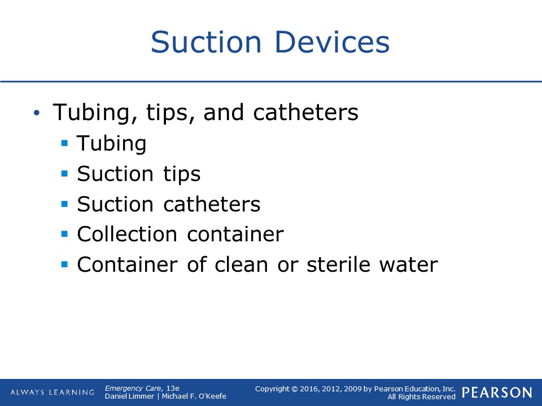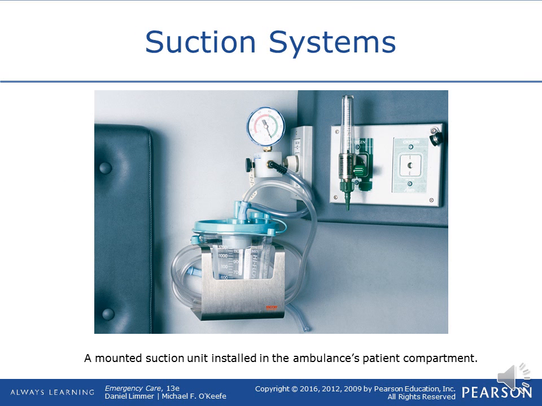They're comprised of multiple parts. You've got the tubing, the suction tips, the suction catheters, and the collection container, which all the bad nasty stuff goes into, and then always generally with them is that container of sterile water. So if you have to suction out any thick stuff and it gets lodged in that tube, you suction in the sterile water, which flushes out the tube and builds up your suction pressure once again.